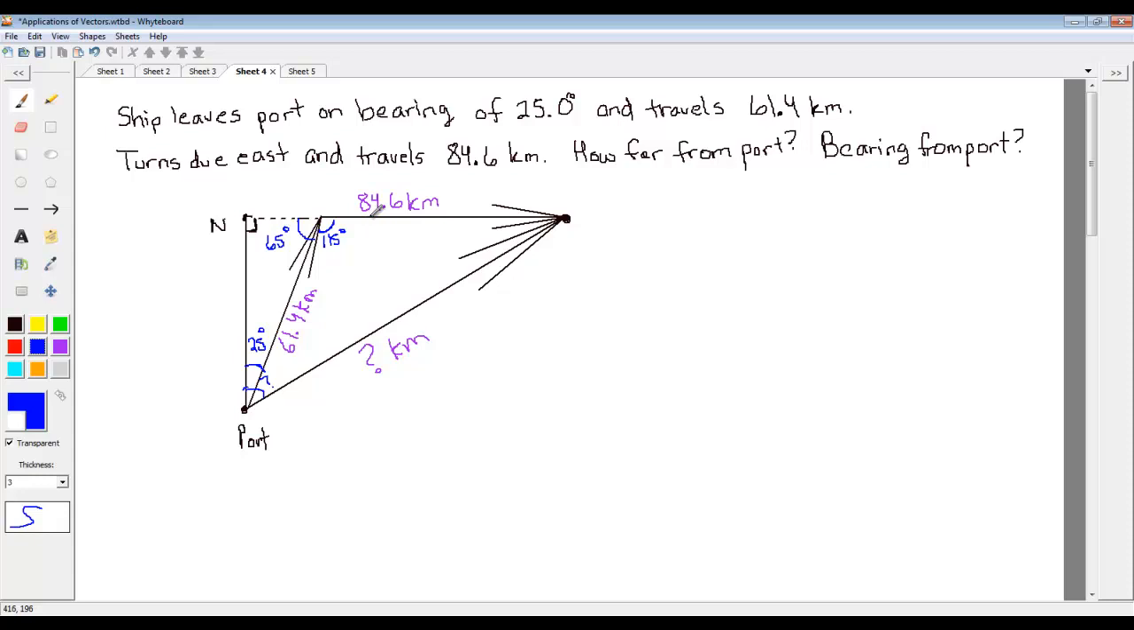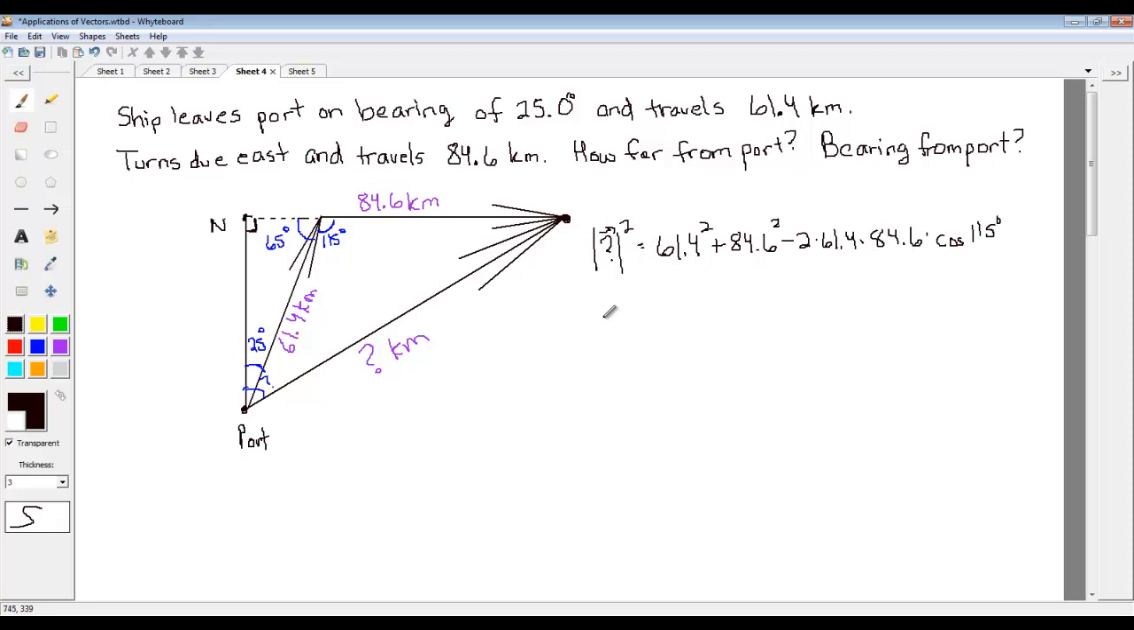Alright, let's see, is that going to help us? Yes, it is, because we can use the law of cosines. The magnitude of that vector squared, the question mark there, is going to equal 61.4 squared plus 84.6 squared, minus 2 times 61.4 times 84.6 times the cosine of 115 degrees.